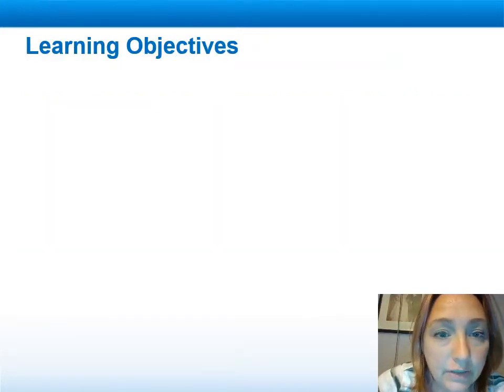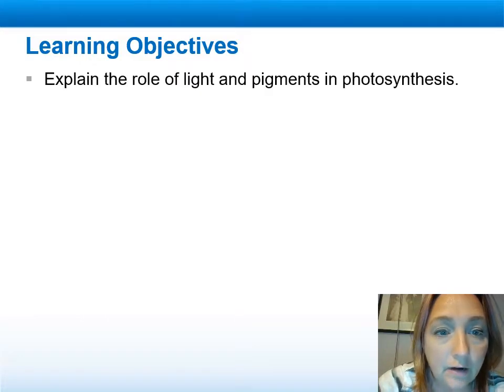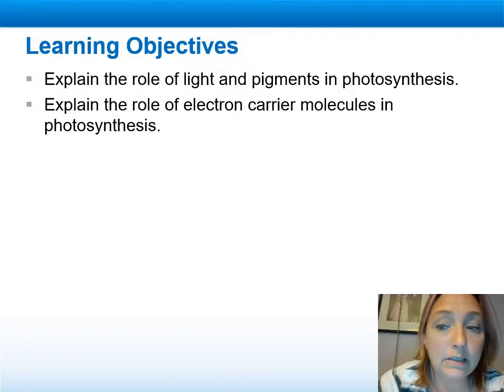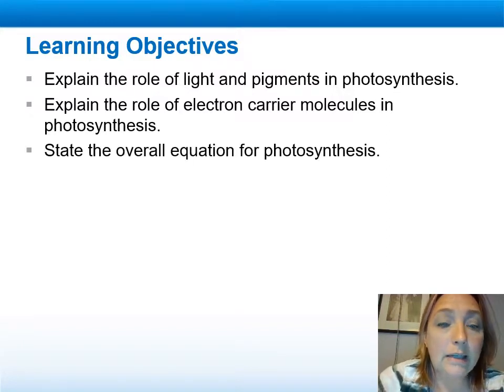So the objectives for today's lesson are for you to be able to explain the role of light and pigments in photosynthesis, to explain the role of electron carrier molecules in photosynthesis, and state the overall equation for photosynthesis.